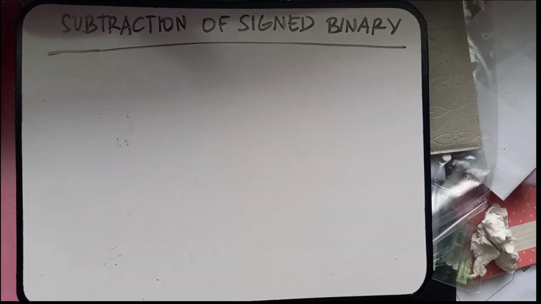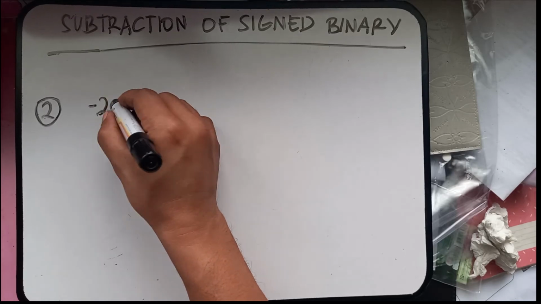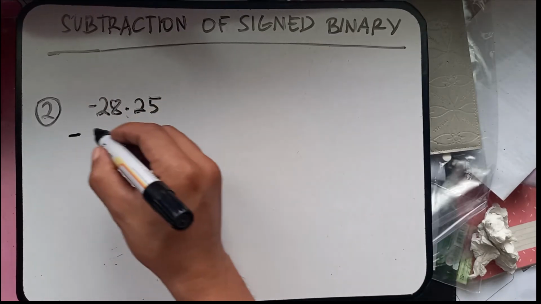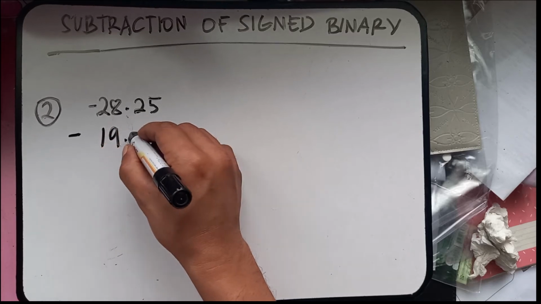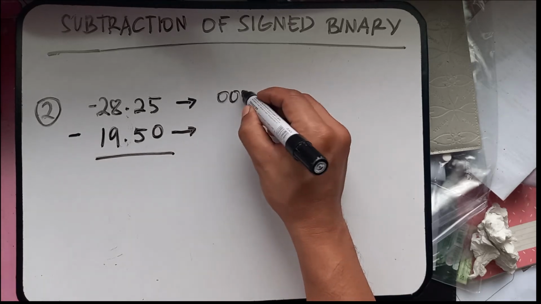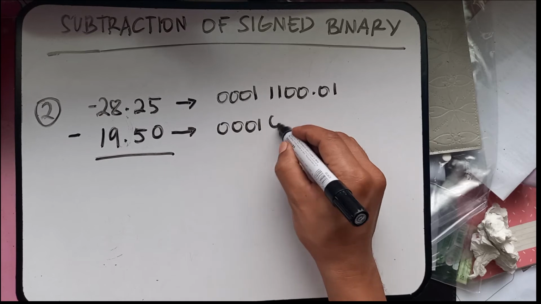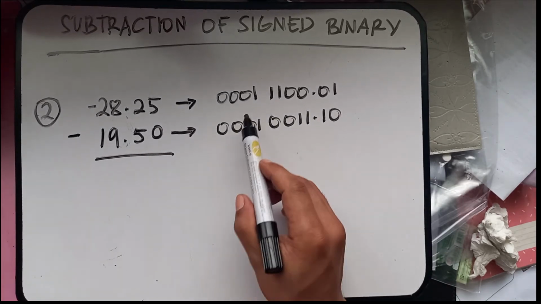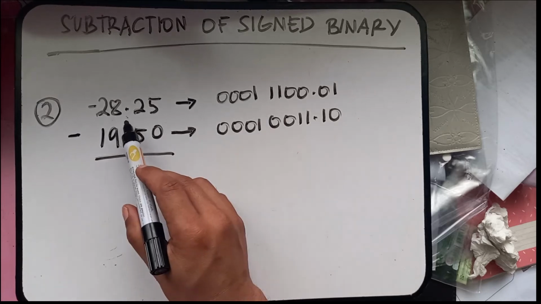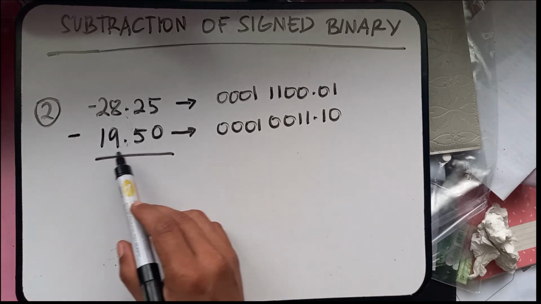Okay, so this time let's try a different example. Let's say the given is in decimal form. So let's say we have negative 28.25 minus 19.50. Let's try getting the binary form of this given. So it turns out that this one is, there you go. And this one is, all right. So this is now the positive form of negative 28.25 and the positive form of negative 19.50.